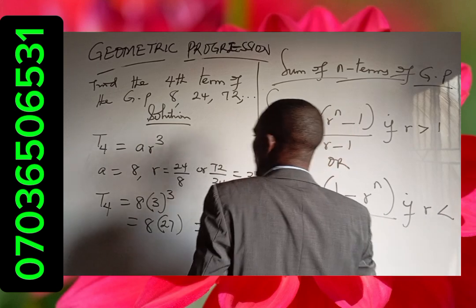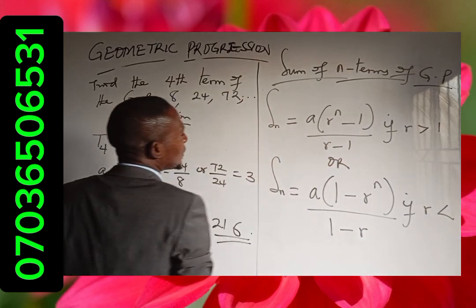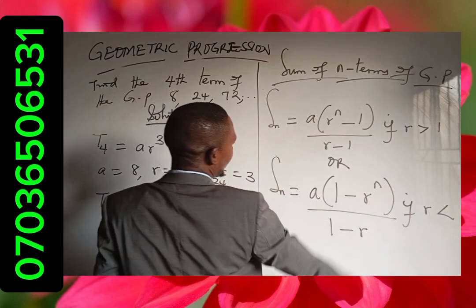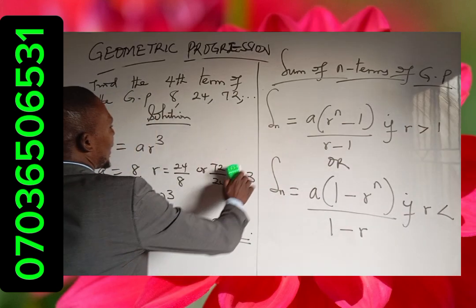So we have two formulas here. The first one is when R is greater than 1. The second one is when R is less than 1. Good. Example.